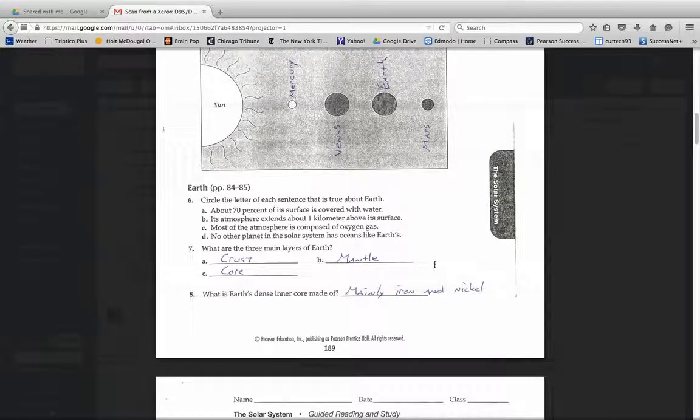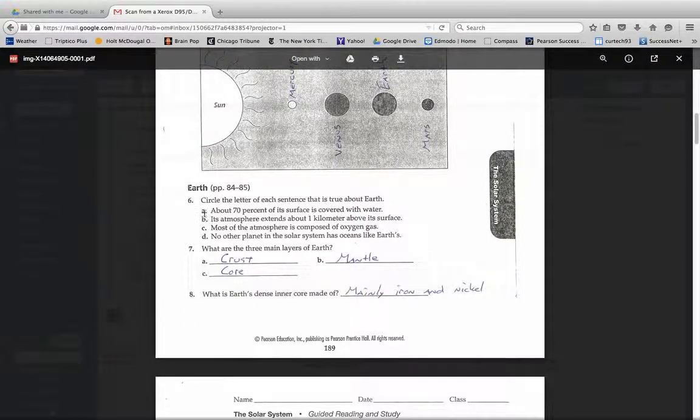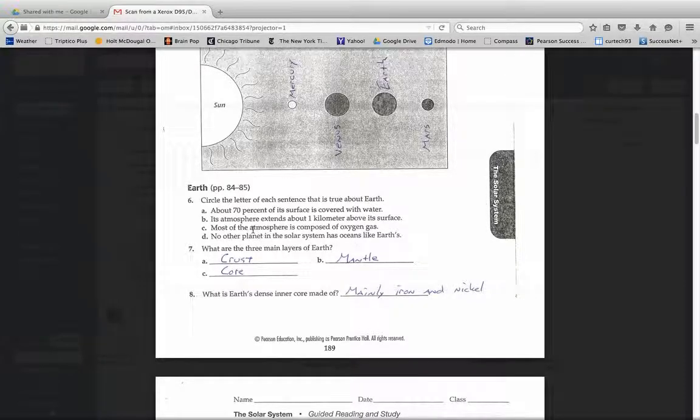Number 6, the letter of each sentence that is true about Earth. I think I meant to circle A. About 70% of its surface is covered with water. Not B, goes much further than 1 kilometer. Not C, our atmosphere is mostly nitrogen. And D. So A and D.